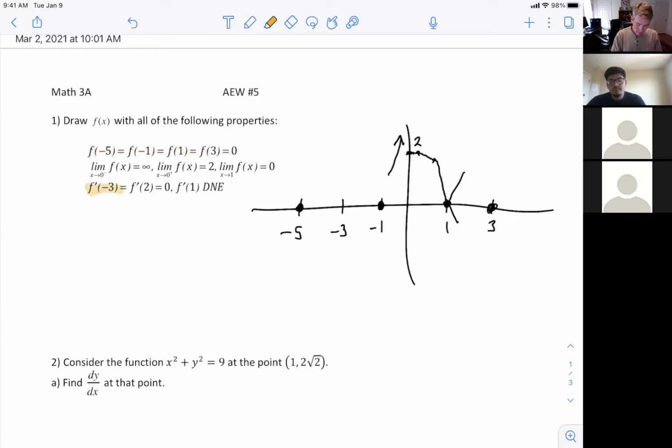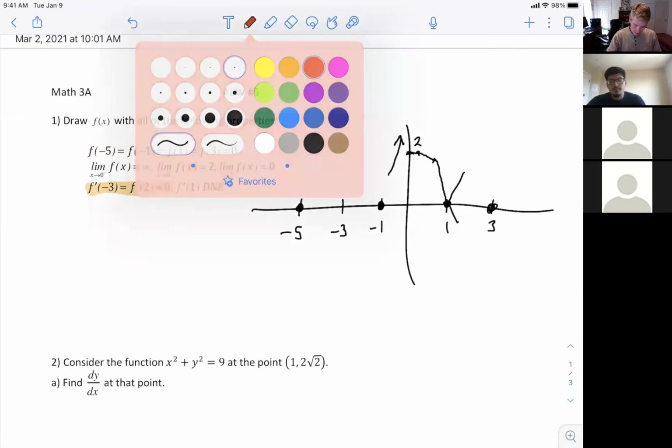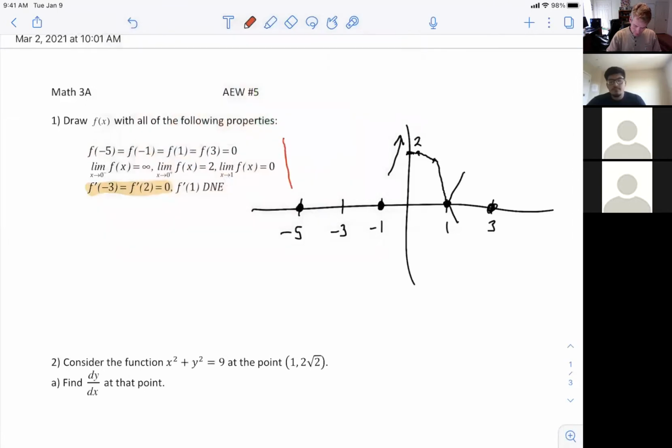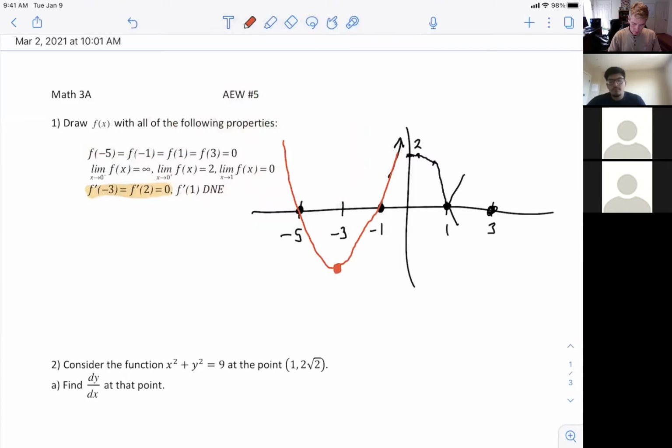Next up, the derivative is equal to 0. So at -3, the derivative equals 0. So I'm starting to think that it's probably going to look something like this, sort of like a parabola shape in here. And then it has to go through at -1, and then that side has to go up. And then down here, the derivative would equal 0.